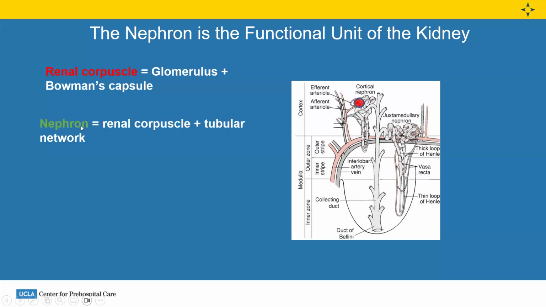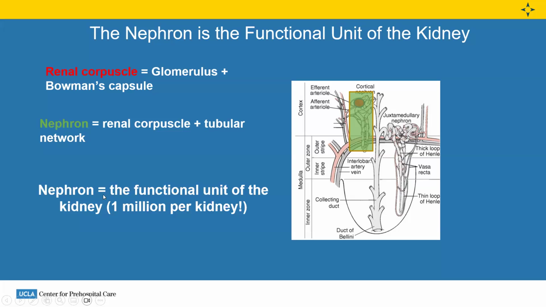And then our nephron is a renal corpuscle plus the tubular network, right? So that's kind of our functional unit. So one of these is one functional unit of the kidney, but incredibly, we have about 1 million functional units per kidney. So if you have 2 kidneys, you have about 2 million nephrons working hard every day.